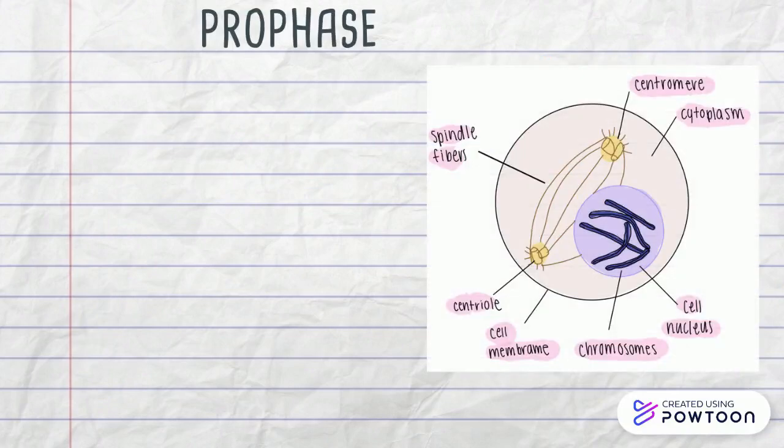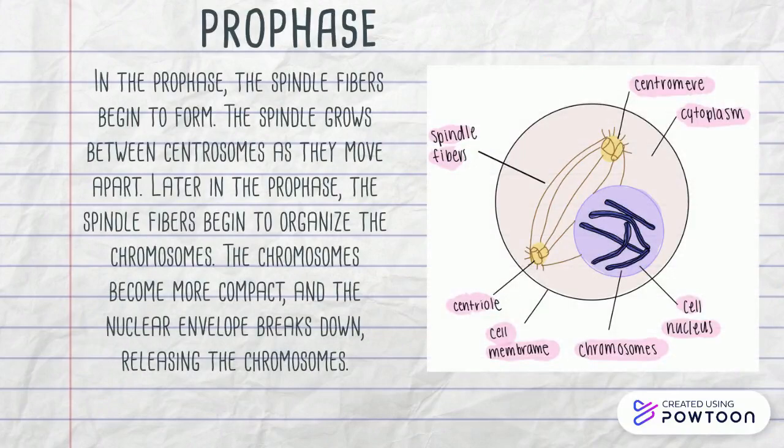In the prophase, the spindle fibers begin to form. The spindle grows between centrosomes as they move apart. Later in the prophase, the spindle fibers begin to organize the chromosomes. The chromosomes become more compact, and the nuclear envelope breaks down, releasing the chromosomes.